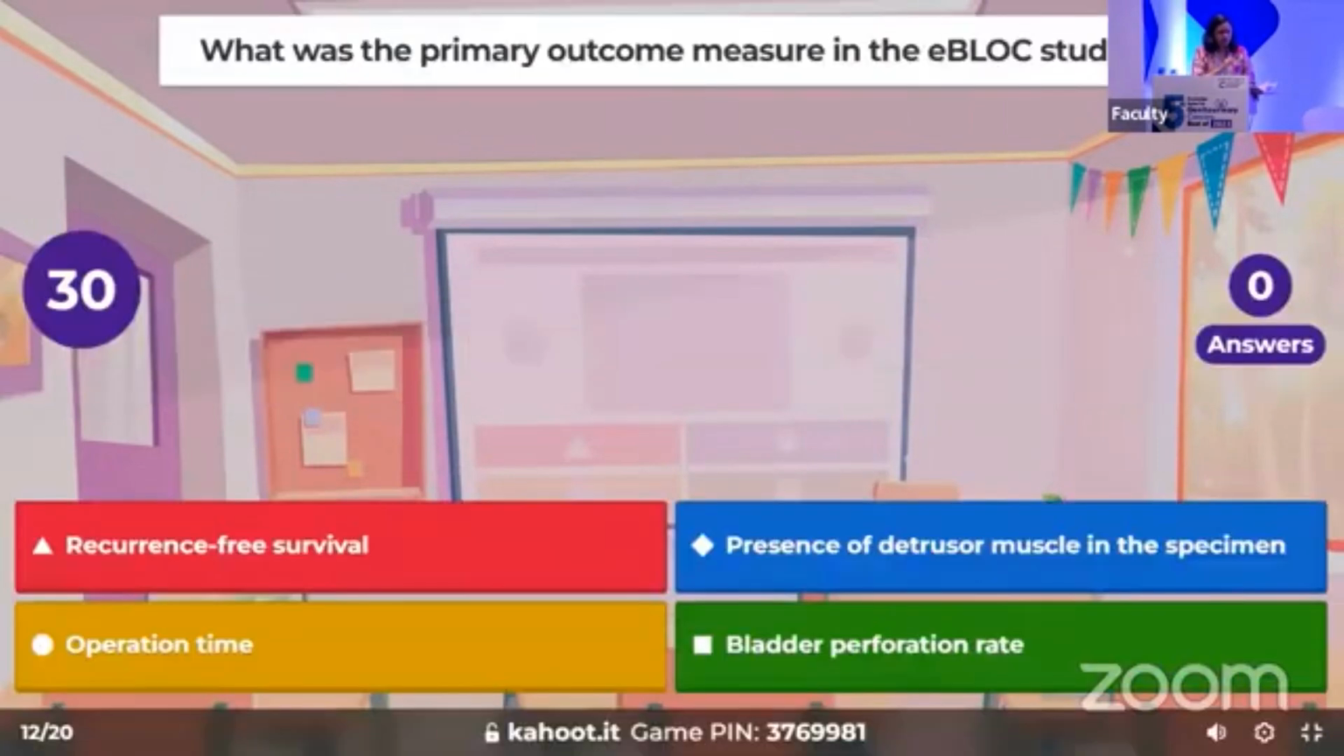This is the question on what was the primary outcome measure in the E-block study. So the first option is recurrence-free survival. The second was detrusor muscle in the specimen. Third is operation time, and fourth is bladder perforation rate.